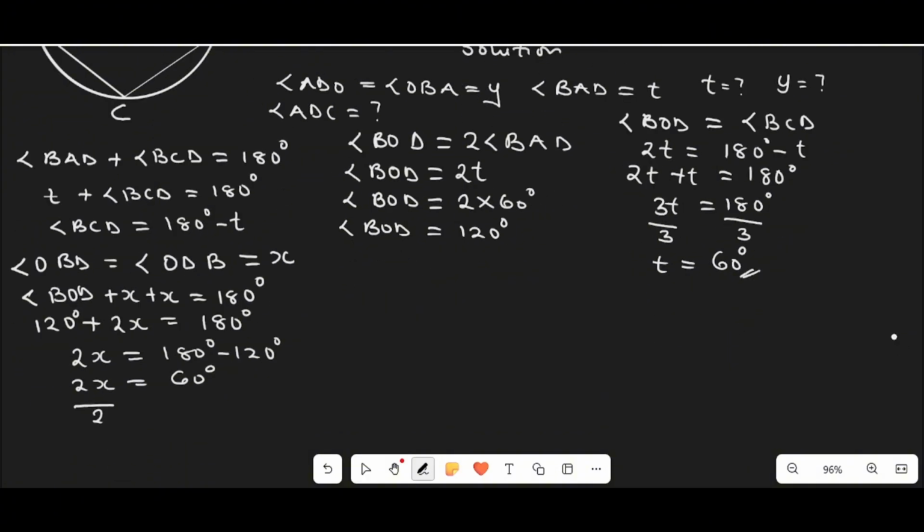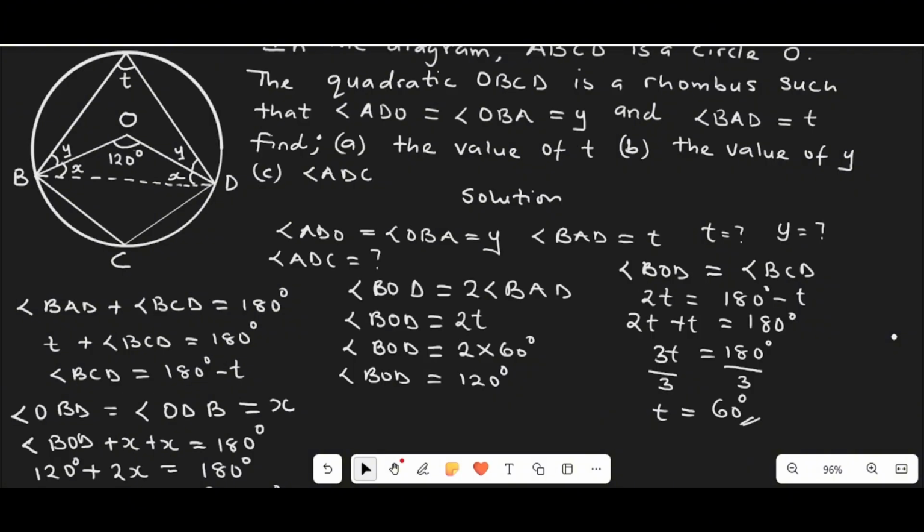Dividing both sides by 2, x is equal to 30 degrees. So our angle OBD and angle ODB are equal to 30 degrees.